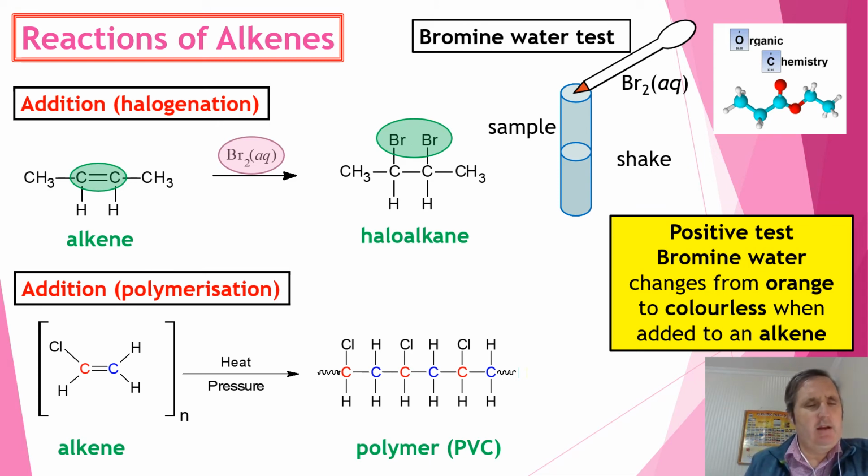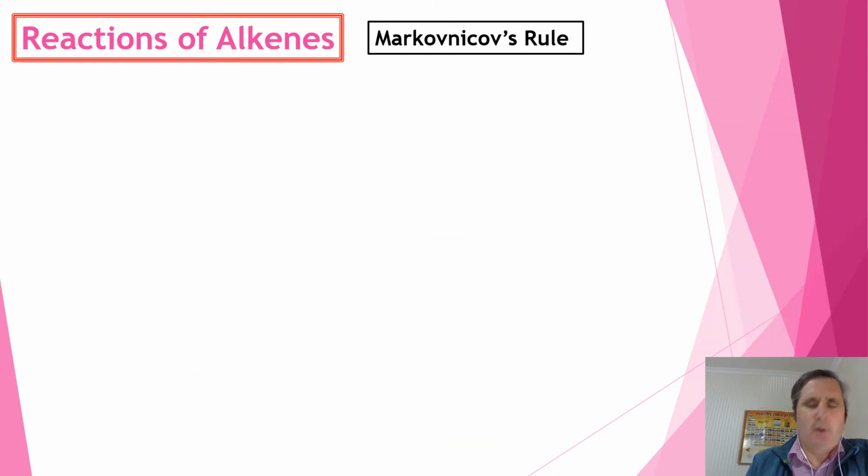The last one here is the addition, polymer addition, where we take a monomer or many monomers and we put them under heat and pressure and they will join together. Okay, there's one other type of reaction that alkenes undergo. We'll look at that after that.